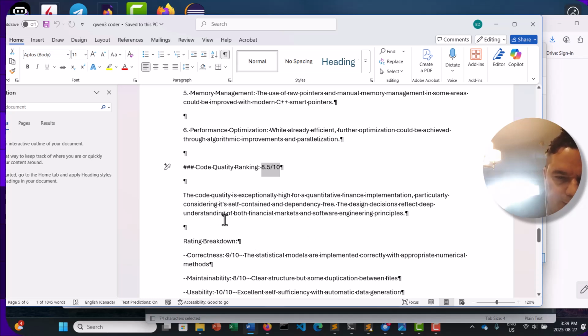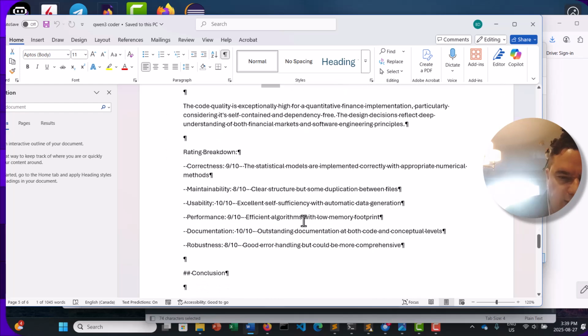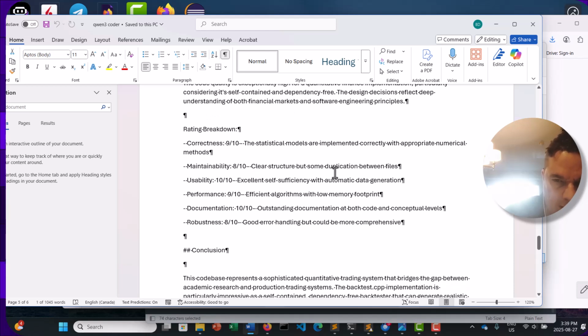Design decisions reflect deep understanding of both financial markets and software engineering principles. Okay, so here's the rating breakdown. Correctness, 9 out of 10. That's awesome. Statistical models are implemented correctly with appropriate numerical methods. Maintainability, clear structure, but some duplication between files. We know that already. Usability, this is important. Excellent self-sufficiency with automatic data generation.